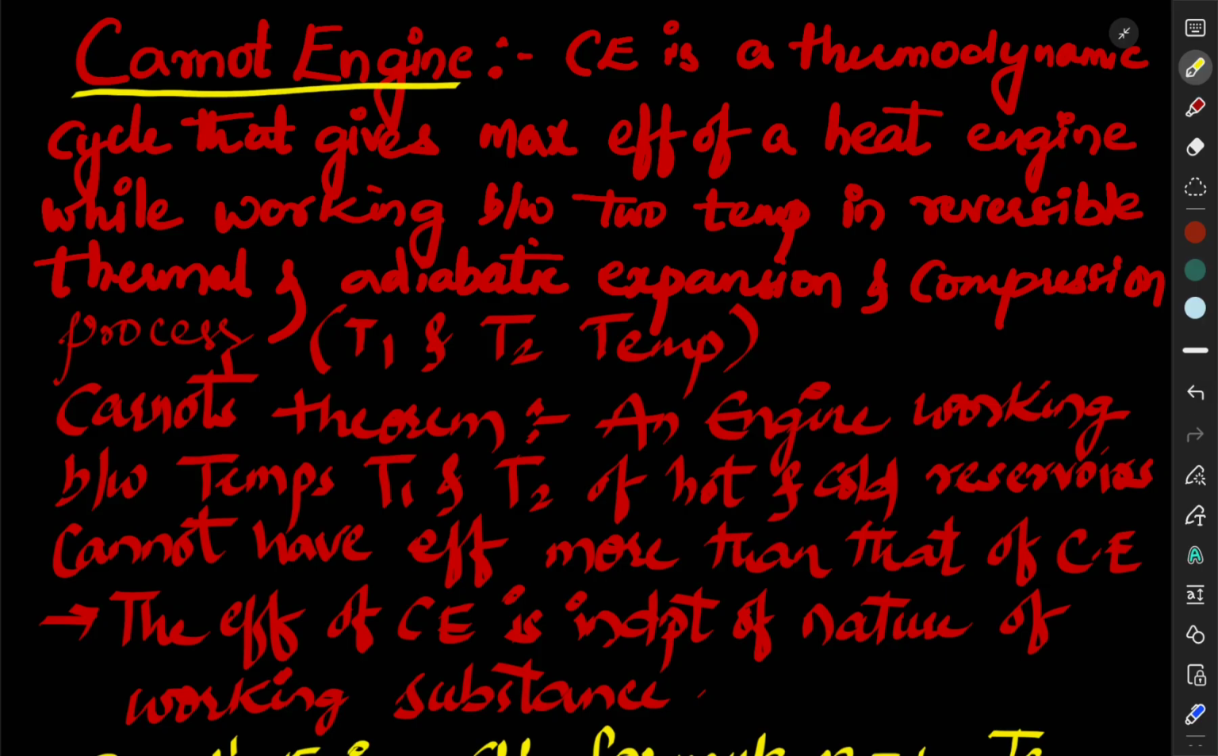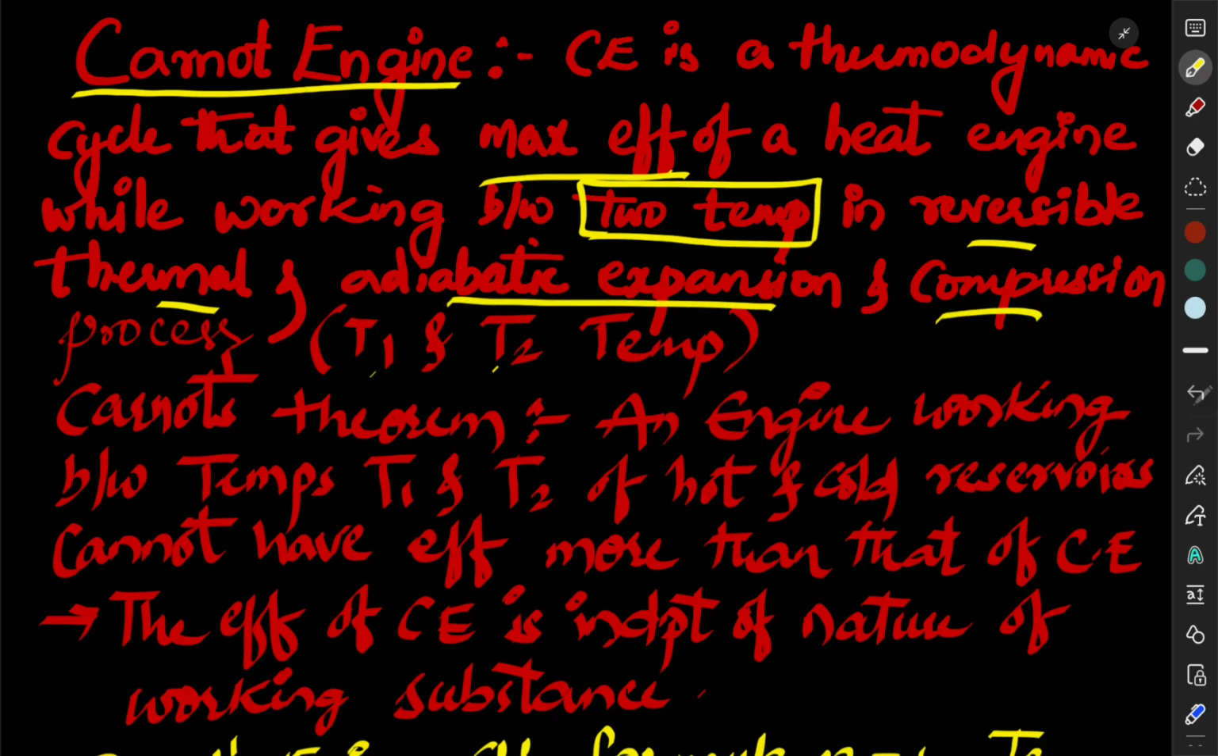So, Carnot engine. The Carnot engine is a thermodynamic cycle that gives the maximum efficiency of a heat engine. It's an ideal concept that works on the thermodynamic principle for a heat engine. It gives the maximum efficiency of a heat engine while working between two temperatures, T1 and T2, that is, hot and cold temperatures. And it uses reversible adiabatic expansion and compression, and isothermal processes also.